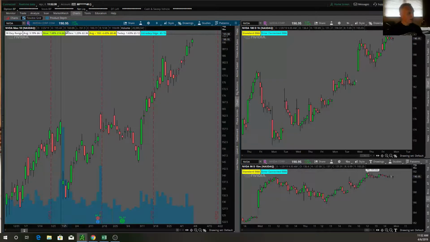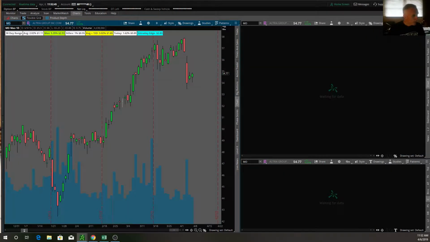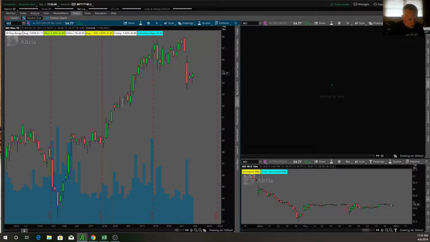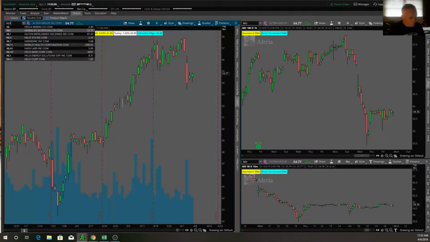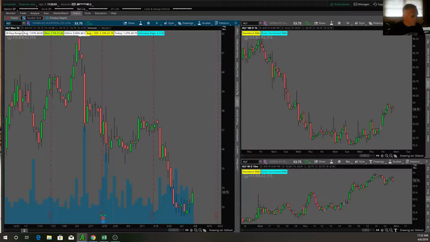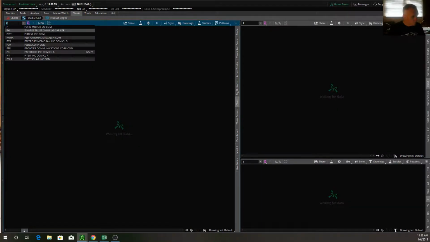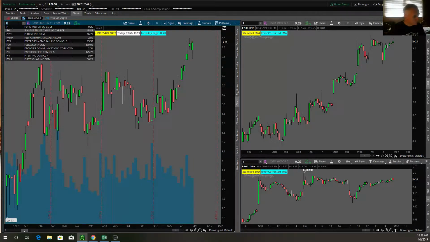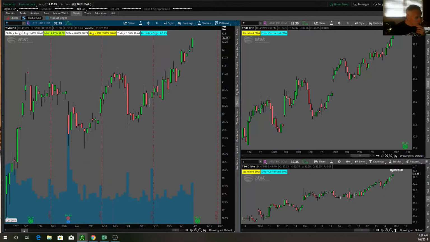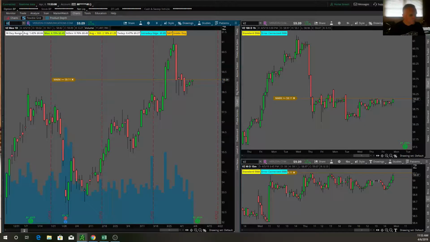All right, the other neat feature, I'm going to thumb through here, see if I can find a stock. I'm just going through stocks here. Oh, beautiful. This one fits it perfect.